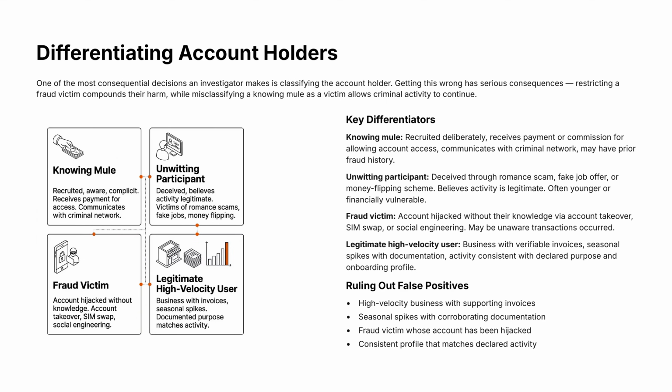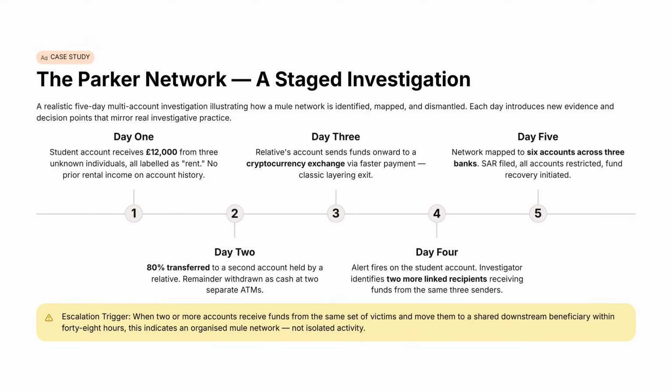To rule out false positives, check for supporting invoices, corroborating documentation, evidence of hijacking, or a consistent profile that matches declared activity. Let us walk through a realistic case study, the Parker Network. This is a 5-day multi-account investigation illustrating how a Mule network is identified, mapped, and dismantled.